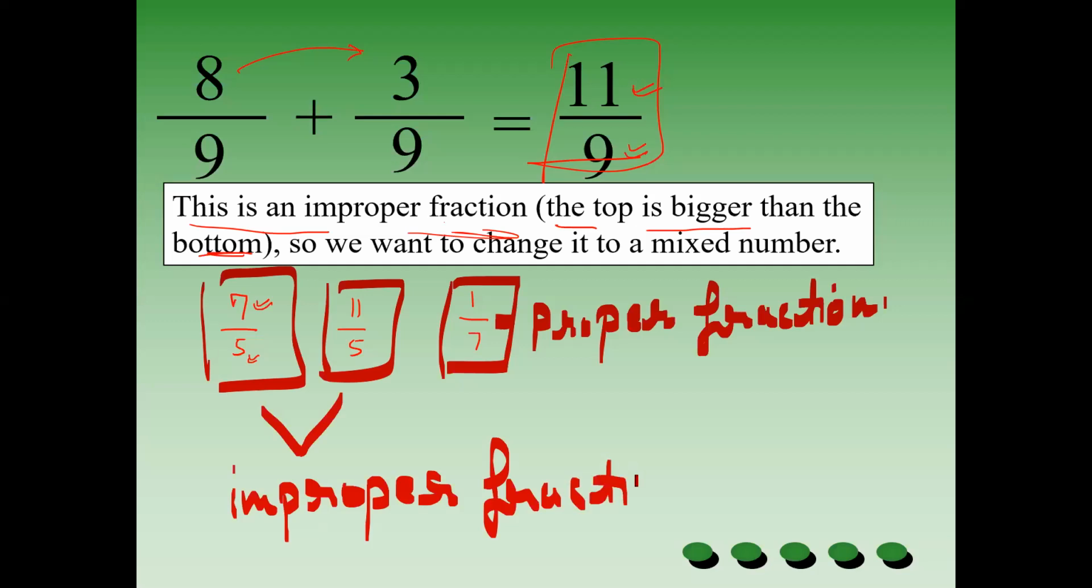Now, can anyone tell me what is a proper and what is an improper fraction? Fast, we have only 4 minutes now. Listen to me. What is a proper fraction? A fraction in which the upper number is smaller than the lower number is called a proper fraction. And what is an improper fraction? A fraction in which the upper number is greater than the lower number is called an improper fraction.